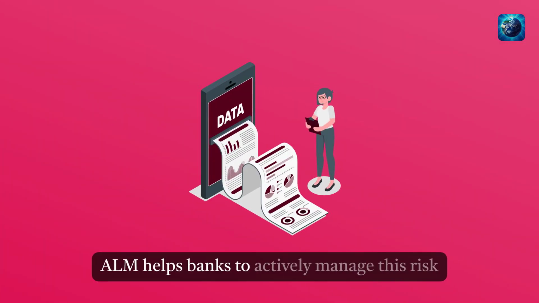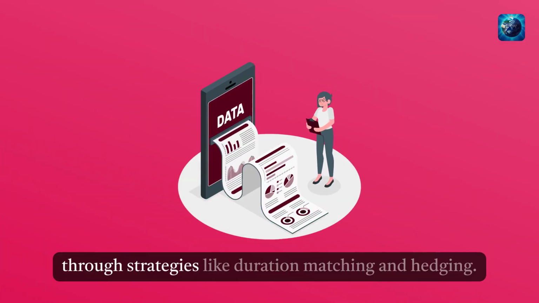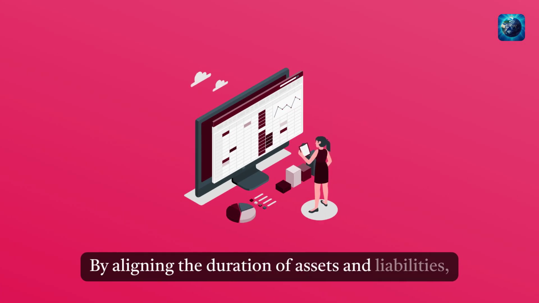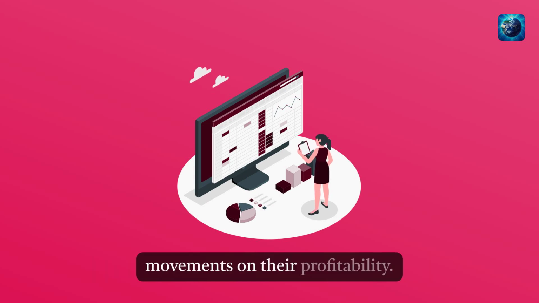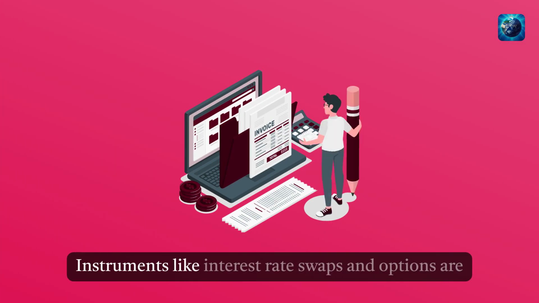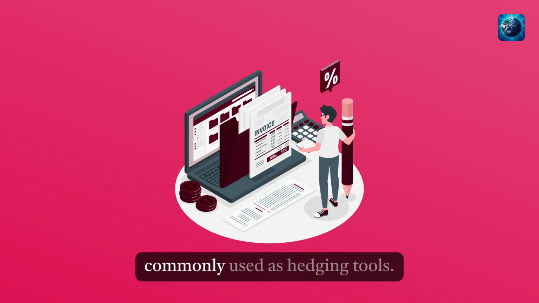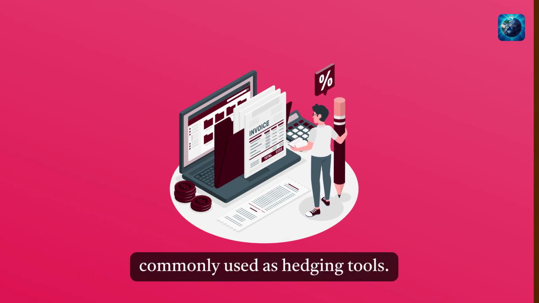ALM helps banks to actively manage this risk through strategies like duration matching and hedging. By aligning the duration of assets and liabilities, banks can minimize the impact of interest rate movements on their profitability. Instruments like interest rate swaps and options are commonly used as hedging tools.